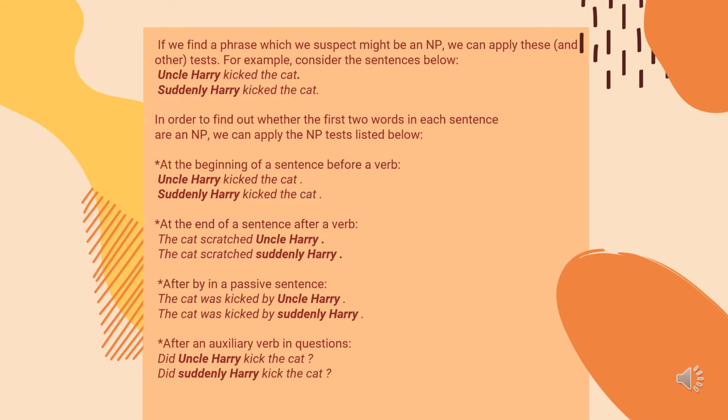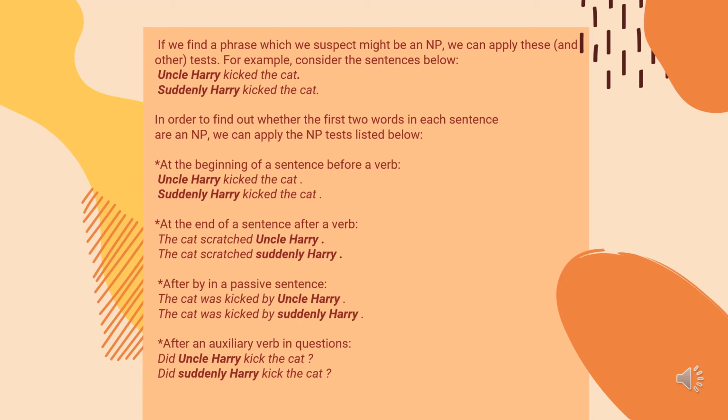If we find a phrase which we suspect might be a noun phrase, we can apply this and other tests. For example, consider the sentences below. "Uncle Harry kicked the cat." "Suddenly Harry kicked the cat." In order to find out whether the first two words in each sentence are a noun phrase, we can apply the NP test list below. At the beginning of a sentence before a verb: "Uncle Harry kicked the cat." "Suddenly Harry kicked the cat."